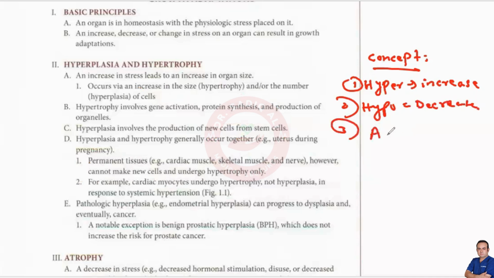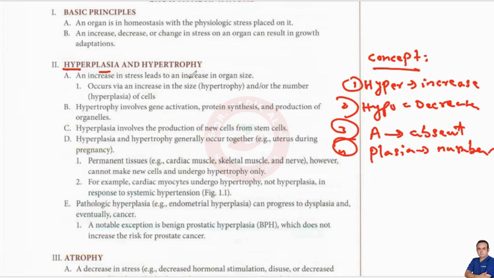If we use the word A, like atrophy, A is the word used for absent in medicine. A for absent. Plasia means number. Now, for example, if we go for hyper, hyper means increase, plasia means number. So that is simple. Increase in the stress leads to an increase in the number of cells. That is called hyperplasia. So hyperplasia means an increase in the number of cells.